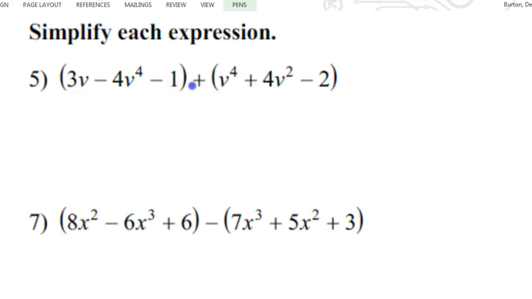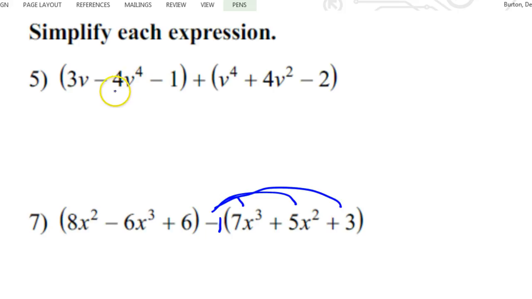When it's addition, you can really just ignore the parentheses, as opposed to subtraction, which we'll get to in a moment, where you have to distribute the negative as a -1. When it's addition, there's nothing you need to distribute. So you can just ignore the parentheses and start combining your like terms.